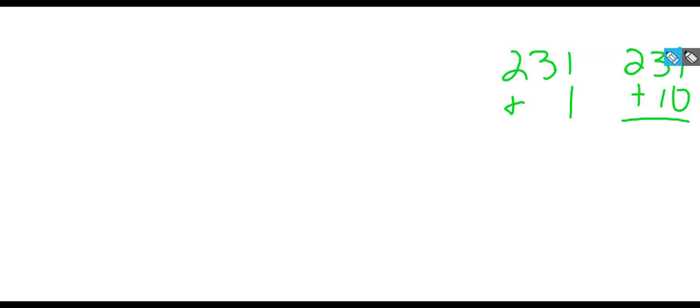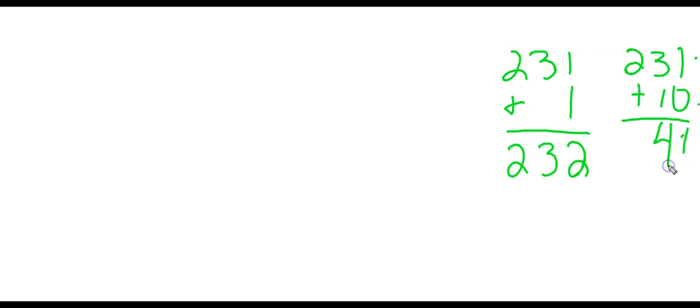So I take 1 plus 1 is 2, 3 plus 0 is 3, and then 2 plus 0 is 2. So if I add 1, or what's 1 more, it's 232. If I add 10, or what's 10 more, I have 1 plus 0 is 1, 3 plus 1 is 4, and then 2 plus 0 is 2.